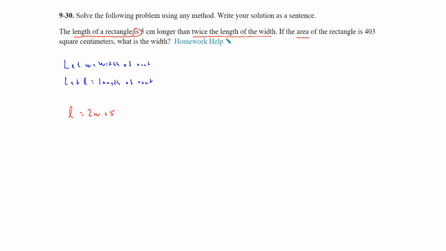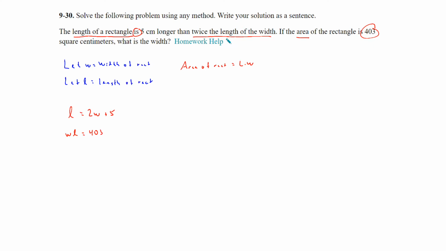The second equation talks about the area of the rectangle. So we know area of a rectangle is equal to the length times the width. So if we say the width times the length is equal to 403 square centimeters, that gives us our second equation.